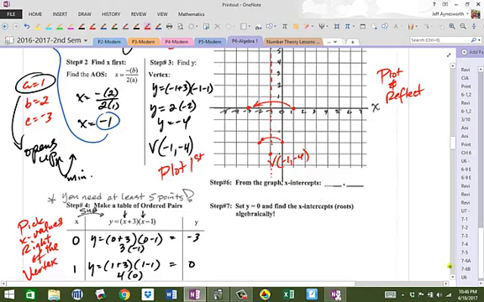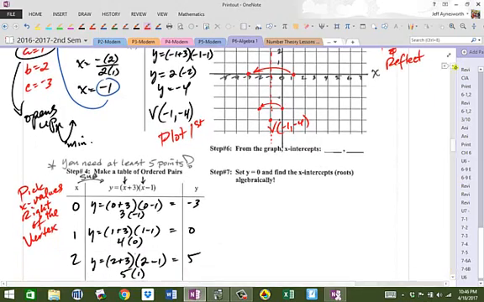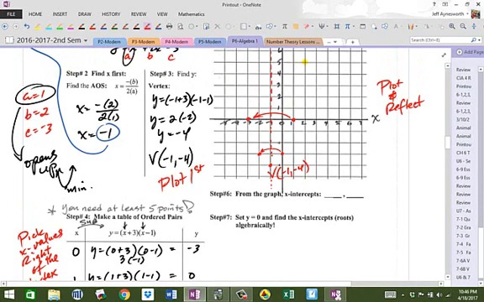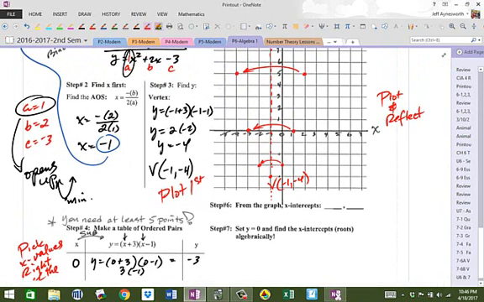And last one, okay, 2, 5. So we're going to go up here to 2, 5 and reflect. It's 3 units away. So go 3 units away on the other side. All right, and then graph your quadratic. Okay, draw a smooth curve.